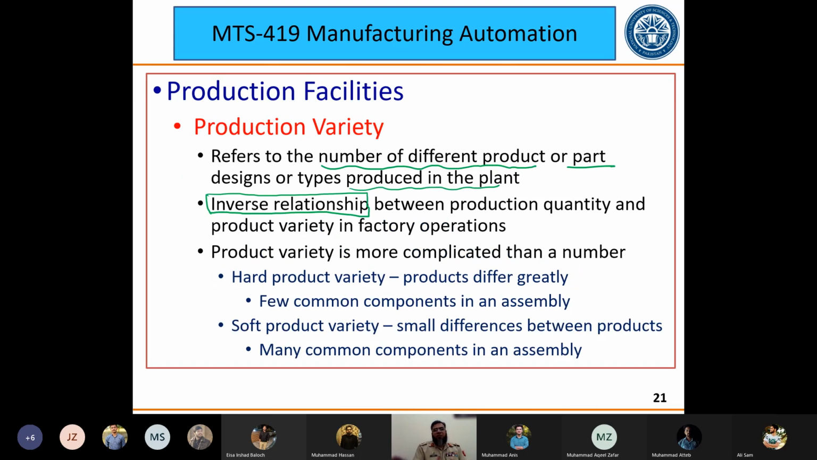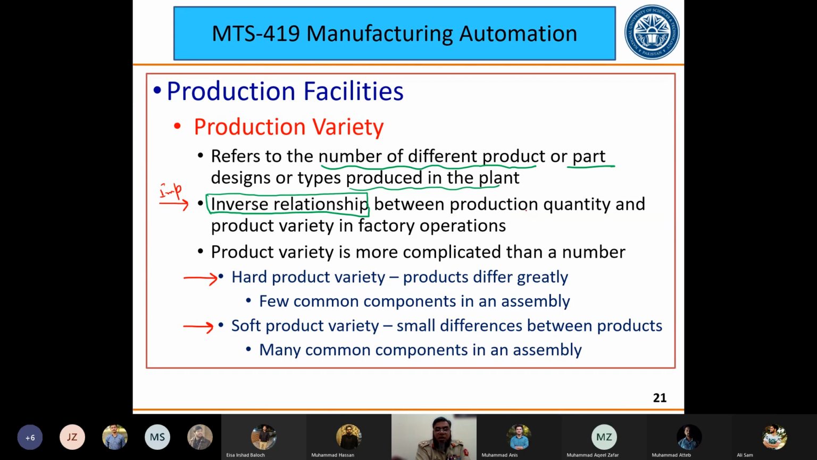Now coming over to the product variety, we already know about hard and soft product variety. We have talked about this hard and soft product variety earlier. You know both of these things. What we need to know here, which is important, is that there is an inverse relationship between the production quantity and the product variety. So it means that if you have a higher product variety, your production quantity would be reduced.